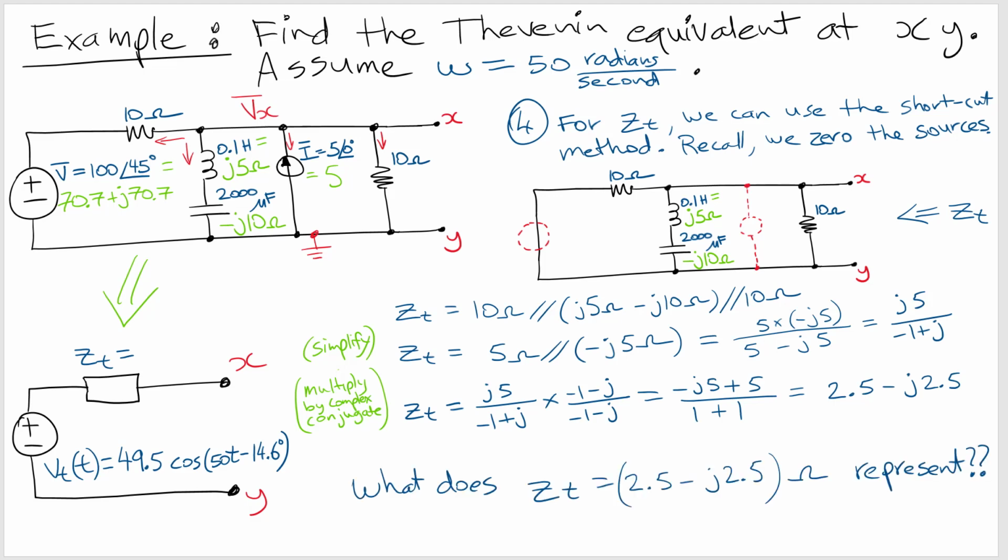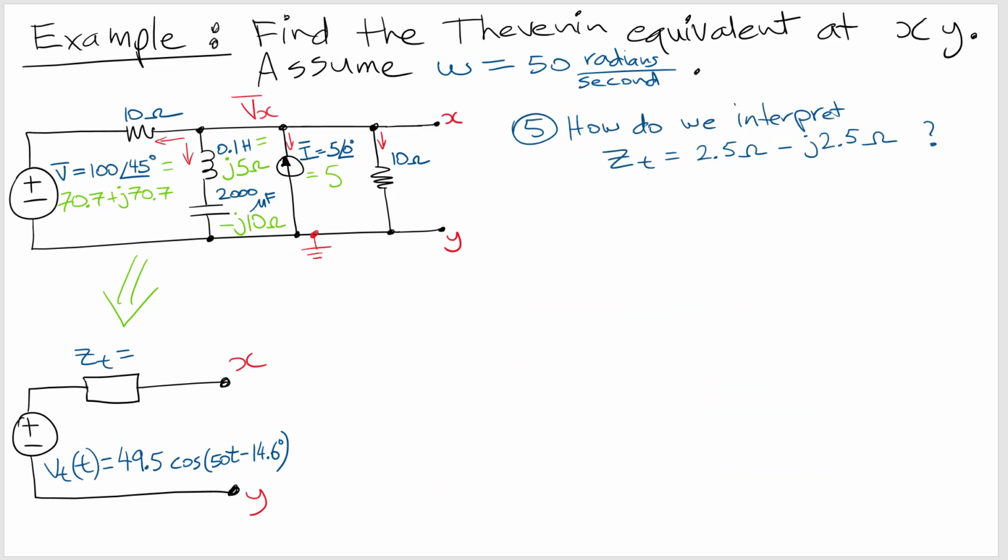So now, what does that mean? The Thevenin impedance is 2.5 ohms minus j 2.5 ohms. What on earth is that? Can I go to the store and buy such a component? Well, no, we're not finished yet. So let's see, how are we going to interpret this impedance of 2.5 ohms minus j 2.5 ohms?